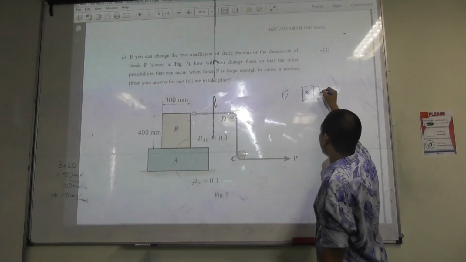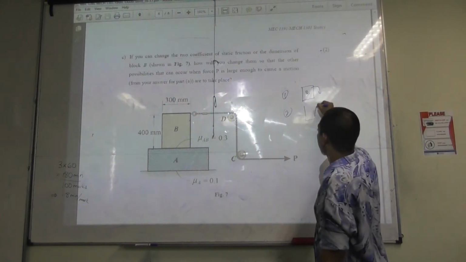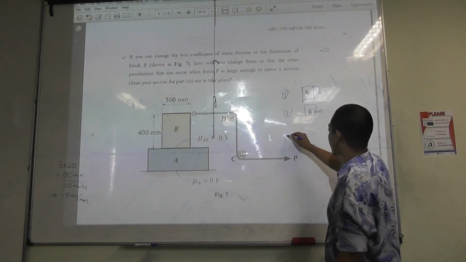Okay, 1 is B tips, right? Second is slip, meaning B moves. Third?